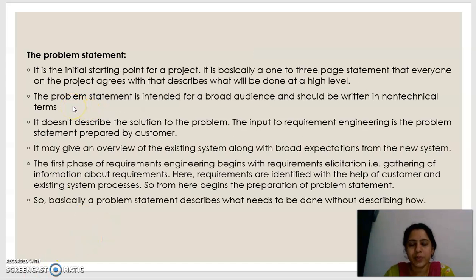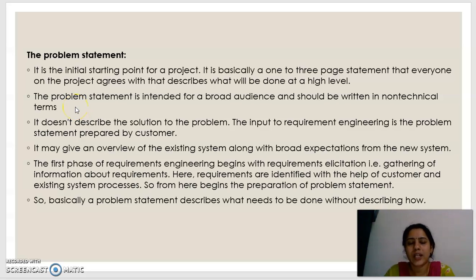And how to write the problem statement for any application: there are a few points to consider while writing it. It is the initial starting point for a project, we already know that. So at that stage, the problem statement is intended for a broad audience and should be written in non-technical terms. This problem statement is not for development people. This statement is for the audience, meaning users. Whoever reads these problem statements should be clear about them. So like that we have to write the problem statement.